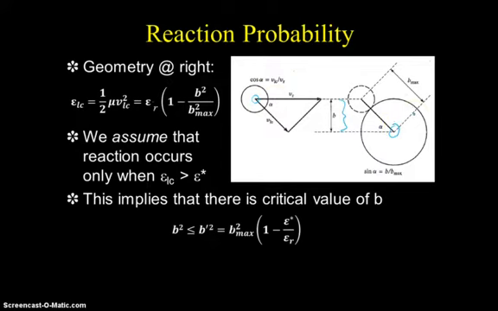The maximum would be if they were barely touching. And we assume that a reaction occurs only if epsilon LC, that is the energy associated with the collision, is bigger than a critical value epsilon star. So if we insert epsilon star for epsilon LC, that gives us a critical value of b. The reaction can only occur if b squared is less than or equal to b prime squared, which is equal to b max squared times 1 minus epsilon star over epsilon r, the relative energy of the system.